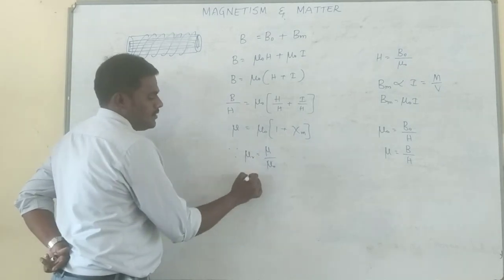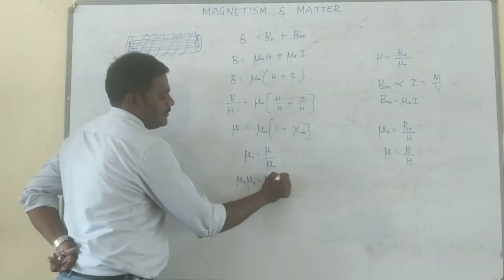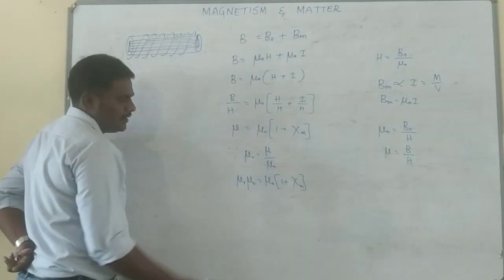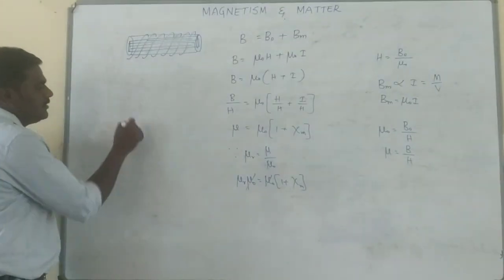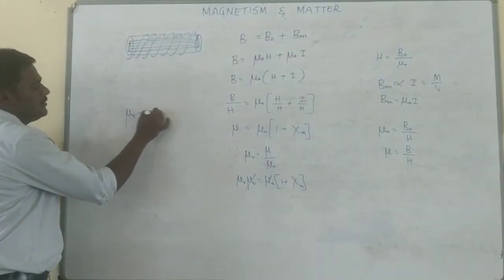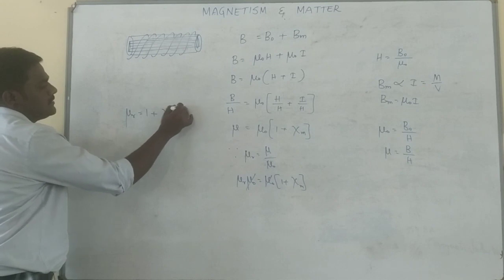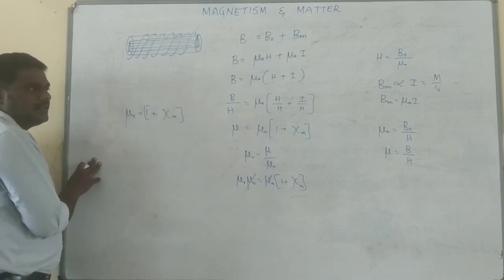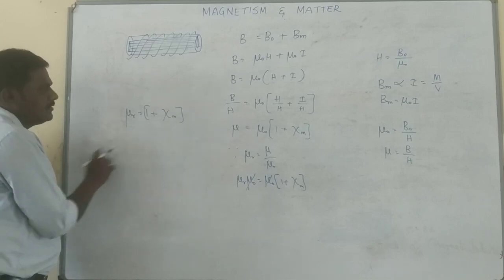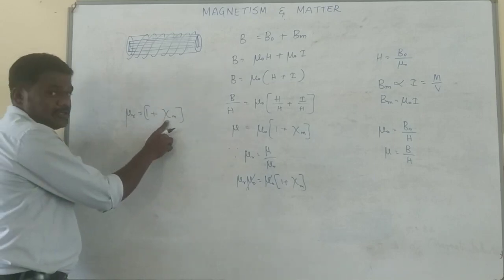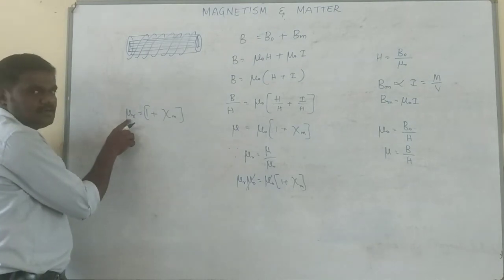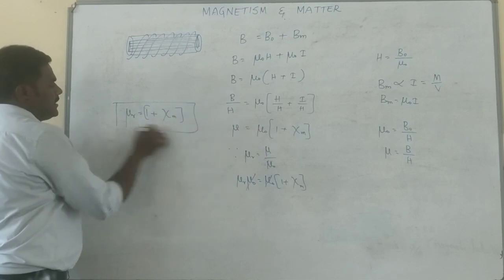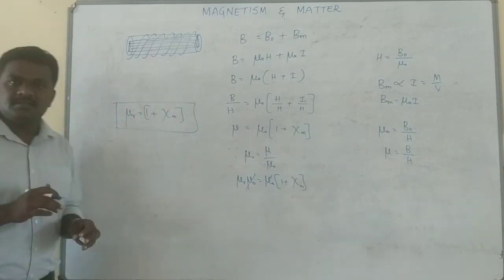So you will get mu r mu naught is equal to mu naught into 1 plus Xi of magnetism. Now mu naught will cancel. From this, mu r is equal to 1 plus Xi. See, here you can check whether the equation is correct or not. Xi is a dimensionless quantity. Similarly, mu r is also a dimensionless quantity. Hence, the equation is correct, which is important for the 3 marks scheme. Hope you understood these concepts.